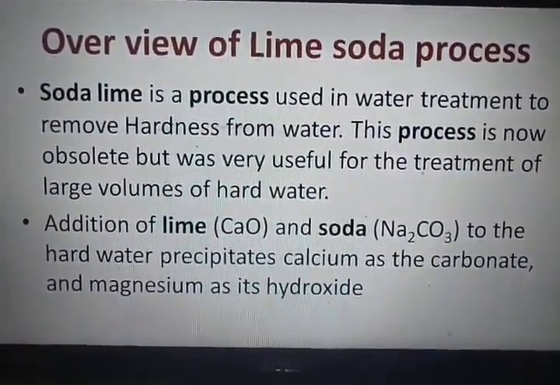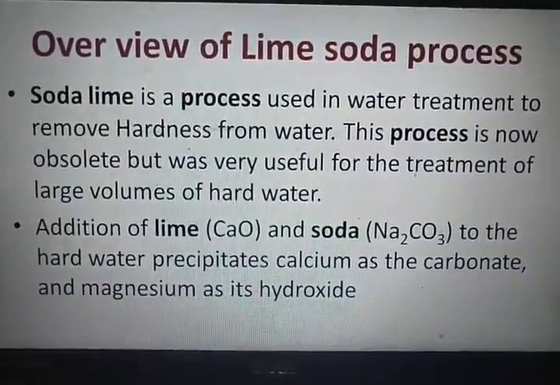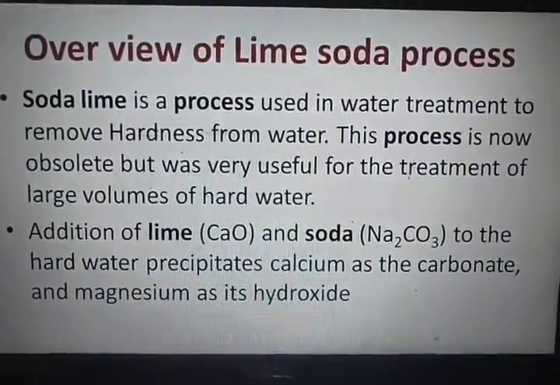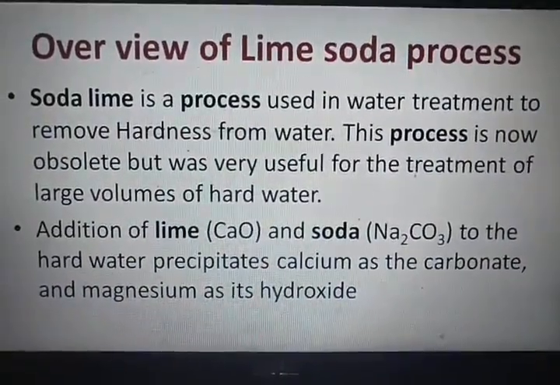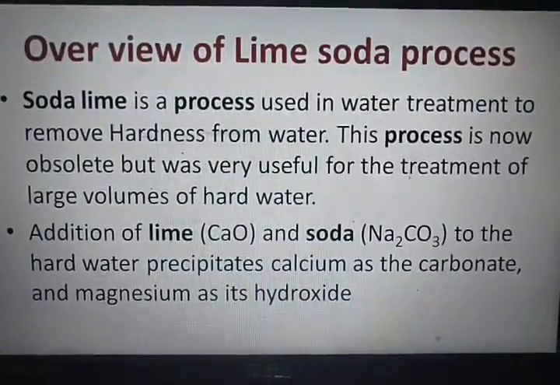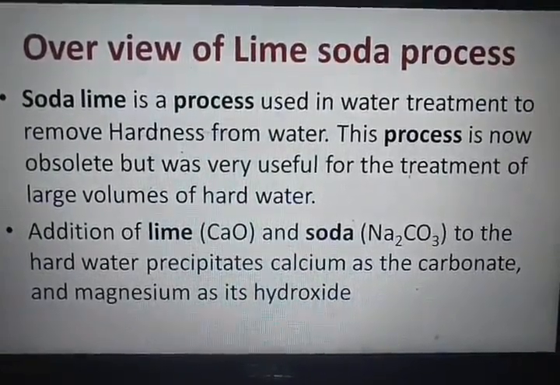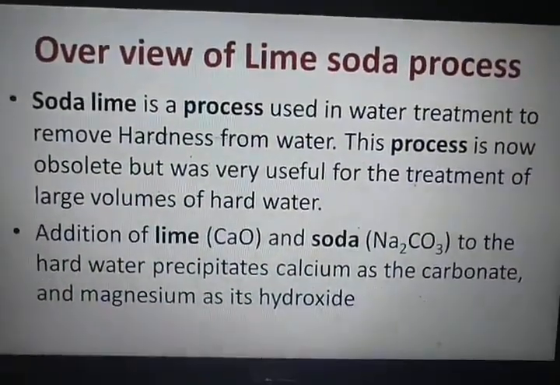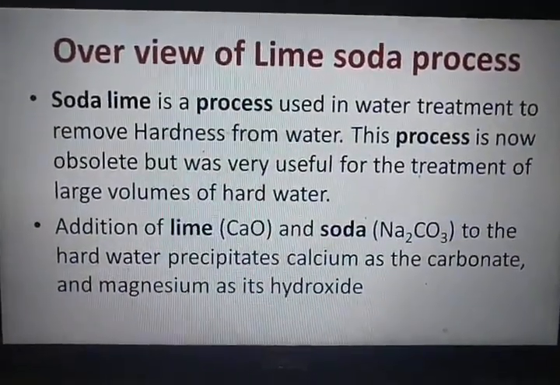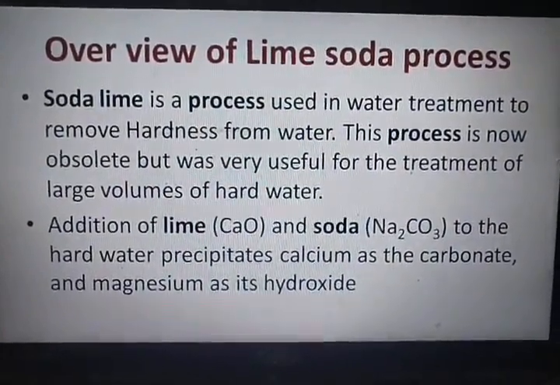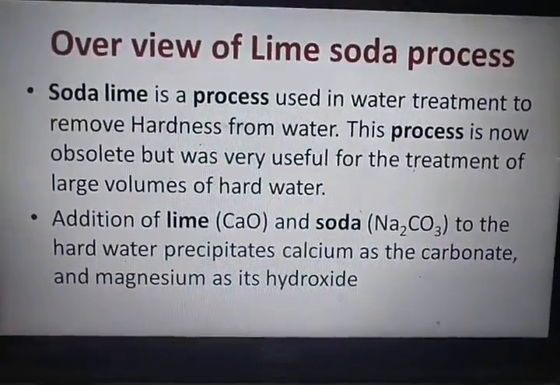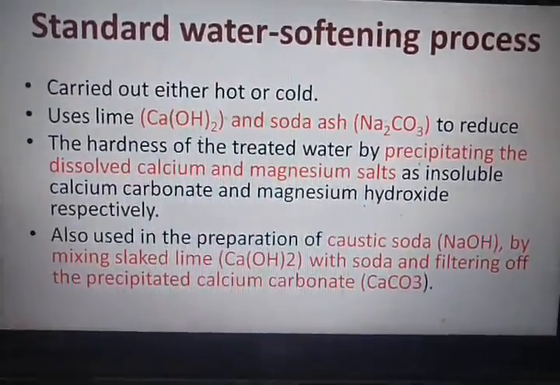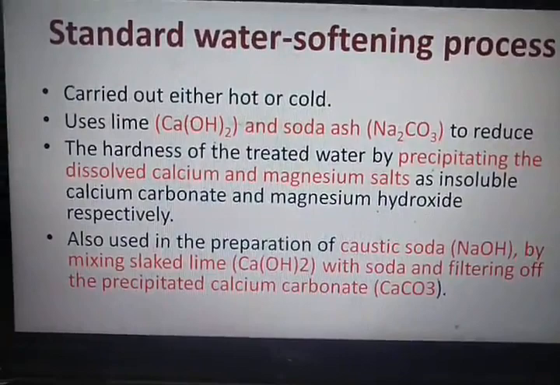softening of the water. This process consists of the addition of lime, calcium oxide, and soda, that is sodium carbonate, to the hard water, which will precipitate calcium as the carbonate and magnesium as its hydroxide. We'll see in the chemical reactions what is going to happen if you add the lime and soda to the water. That's why it is called the lime soda process. It is carried out in two ways, either hot process or cold process.